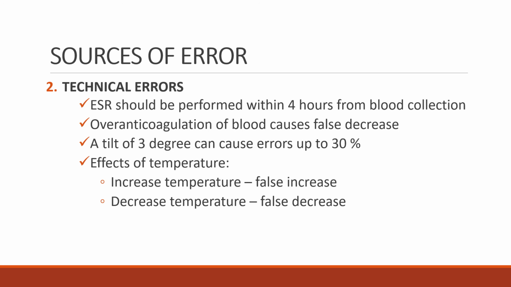Improper filling of the ESR tube also causes a falsely increased ESR due to the presence of bubbles inside the tube. Over anticoagulation of blood causes a false decrease in the ESR result. We also have a tilt of 3 degrees that can cause errors up to 30%. ESR tubes that are not placed vertically on the rack result in an increased ESR. Vibration, on the other hand, also increases the ESR result.